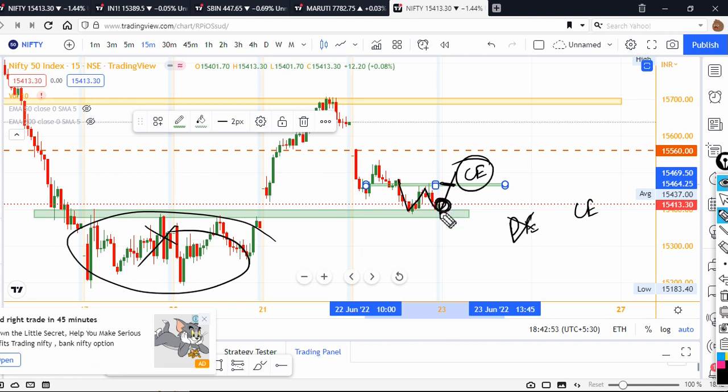We can take a risky CE over here. I repeat, this will be a very risky CE. This is not as per my trading plan, but for someone who can take this risk, keep a small stop loss below this green area and can take a CE. But I will prefer the trade of taking a CE above this green level, because this level was working as a resistance and a support.